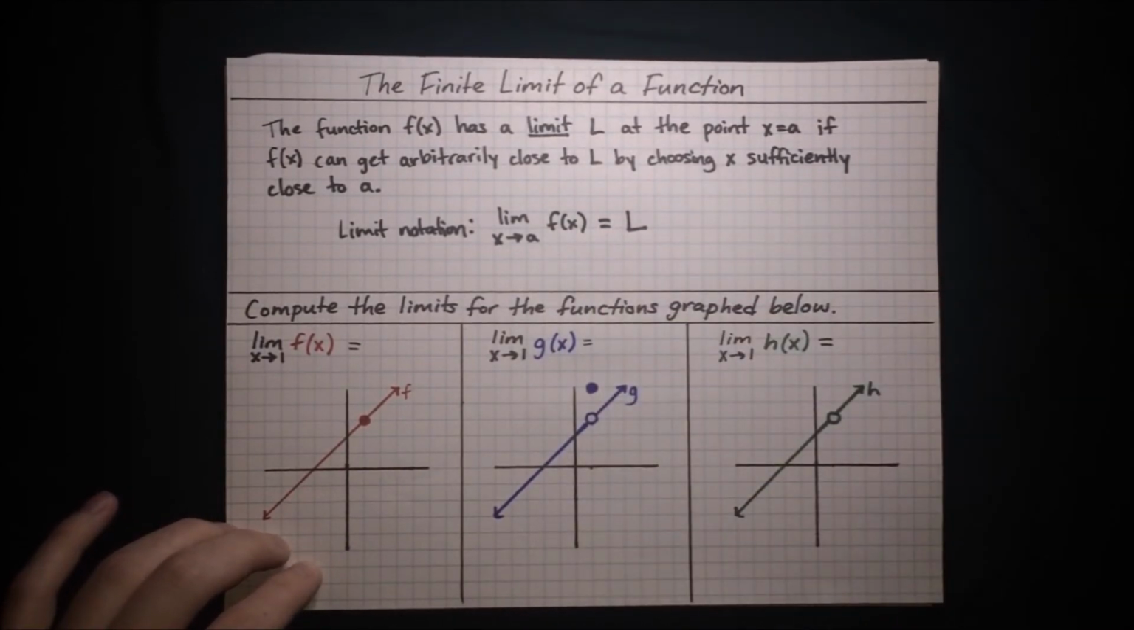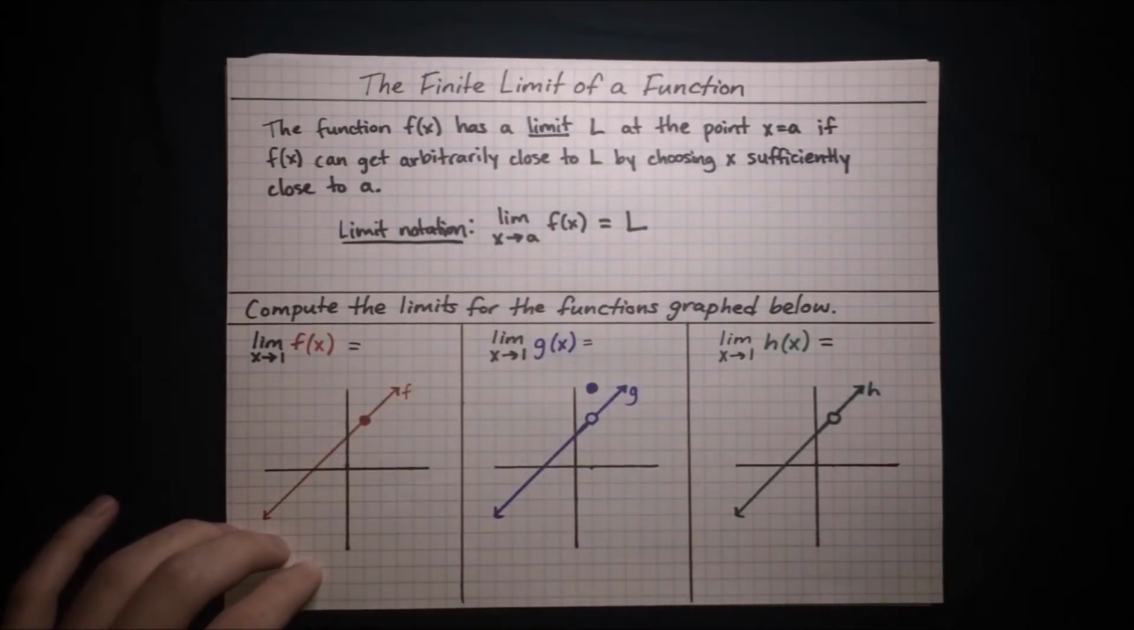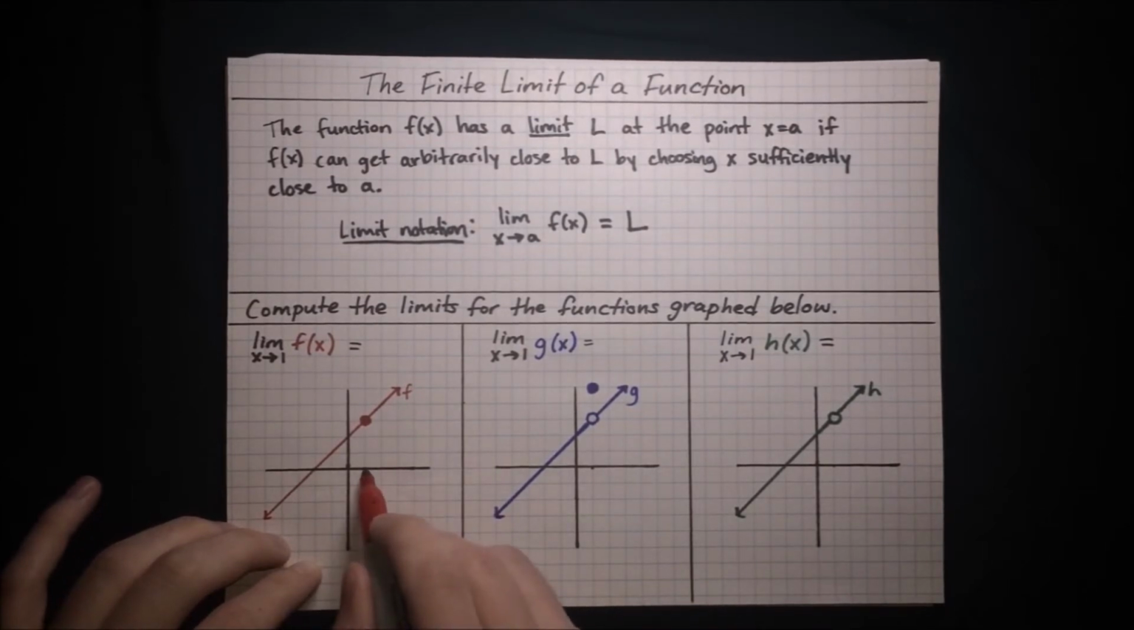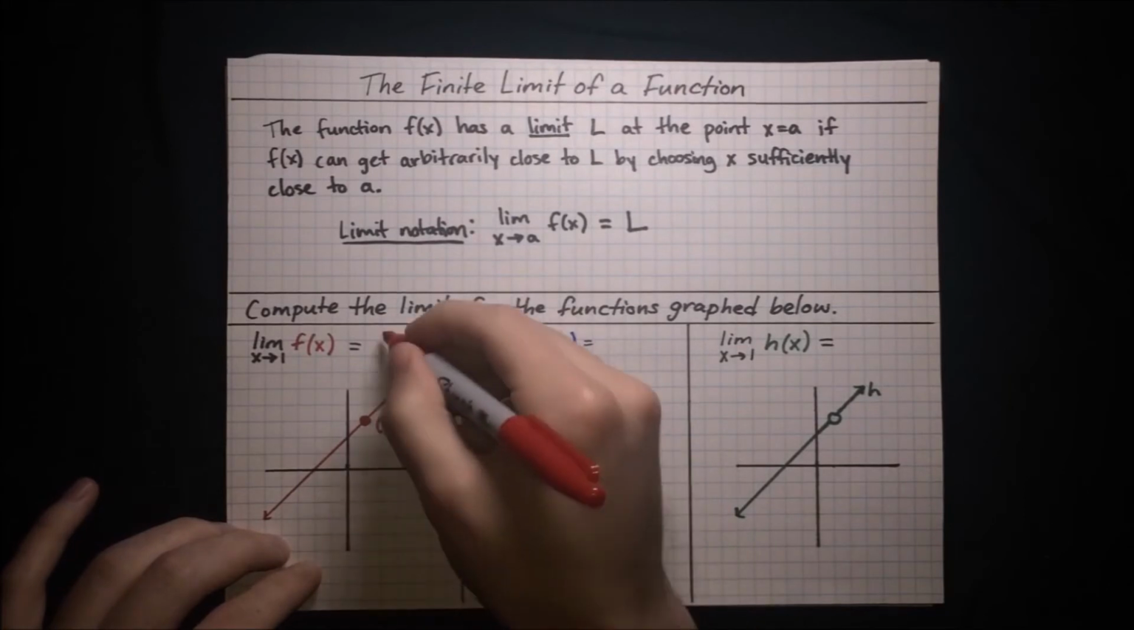Alright, so now that we know the definition of a limit and we've got some limit notation, let's go ahead and do these problems. Compute the limits for the functions graphed below. First problem, the limit as x approaches 1 of f of x is equal to what? Well, let's take a look at the graph. What does the output value, the y value, approach as the input value, the x value, gets closer and closer to 1? Well, let's see. As x approaches 1, the function value is approaching this right here. And that point is (1, 3). So the limit is in fact 3.